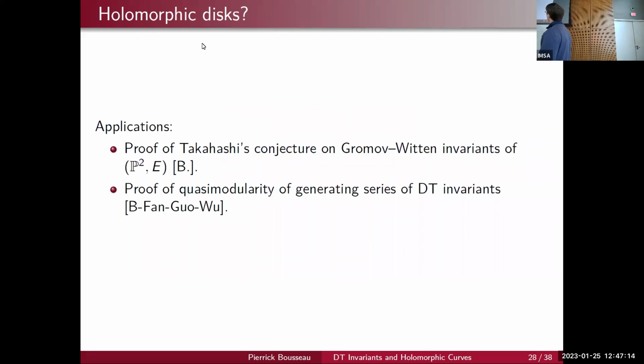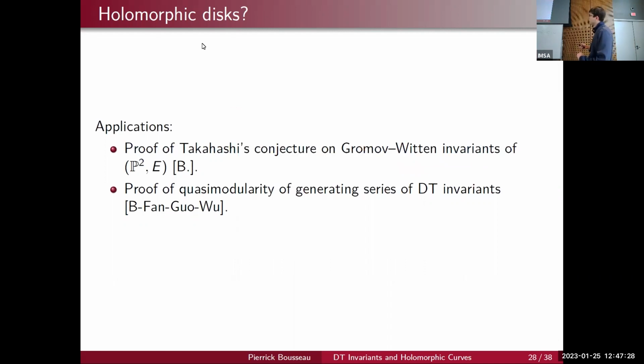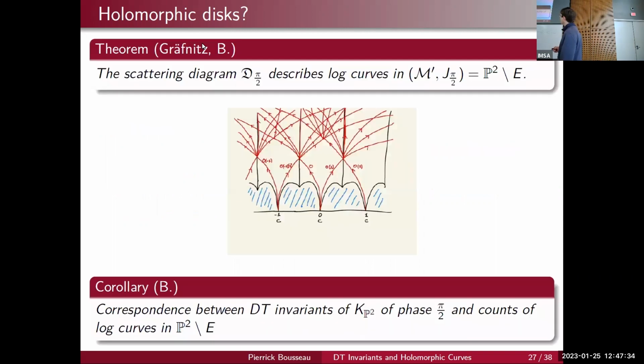For example, you can prove something about Tychowski's conjecture, which is purely about enumerative geometry, or P2 as an elliptic curve, which has nothing to do with either DT or apicular geometry, and for which the only proof I know is through this relation. And conversely, you can say non-trivial things on the DT side, such as modularity properties, using the picture.